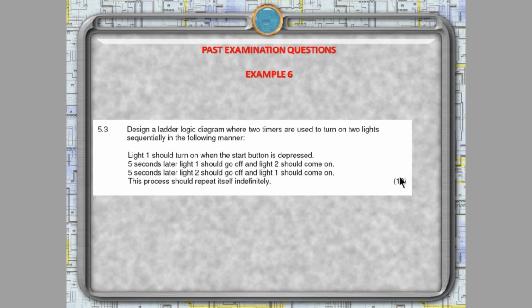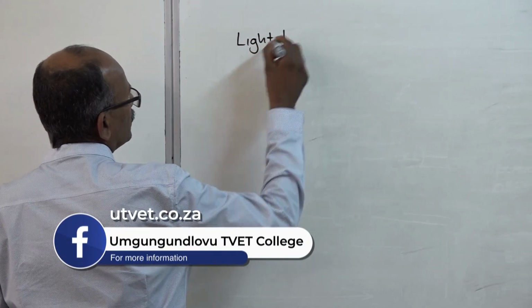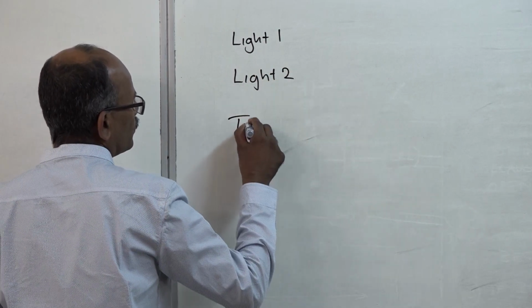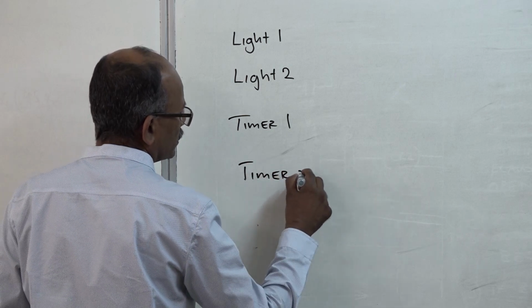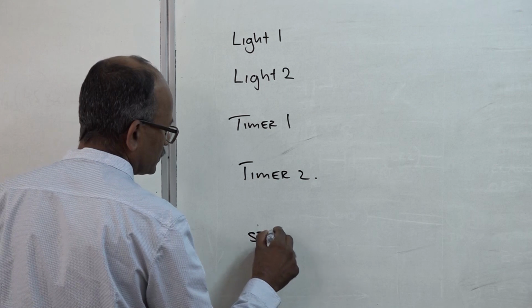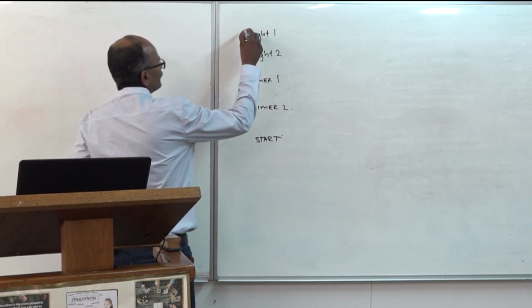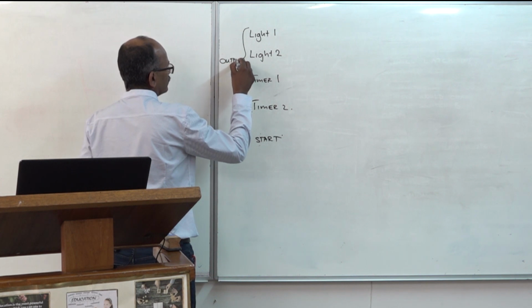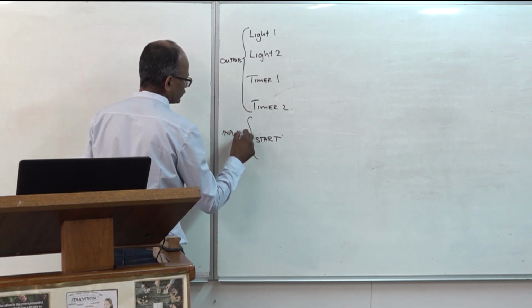So firstly, we're going to have two lights, two timers. All right, and remember what we said is your lights, your timer 1, timer 2, and a start button. Okay, we said first list them all, then remember which are my outputs, and which are my inputs.